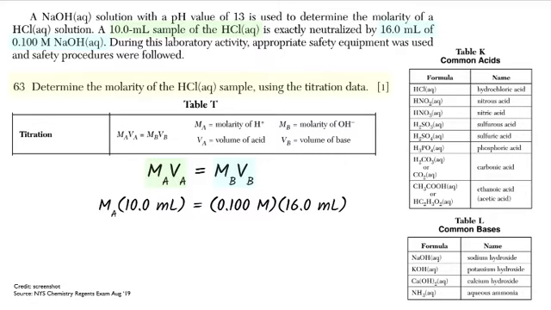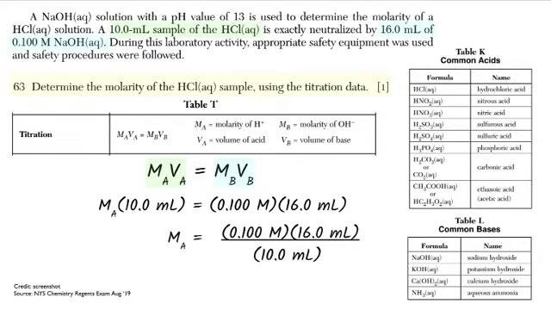I don't know the molarity of my acid, so Ma is my unknown variable. 10.0 milliliters would be the volume of acid that was used to neutralize 16.0 milliliters of 0.100 molar sodium hydroxide. So I would set up the equation like this. Rearranging to solve, I would divide out the 10.0 milliliters from the left-hand side of the equation. So I would get molarity of the acid equals 0.100 molar times 16.0 milliliters divided by 10 milliliters. Plugging this into my calculator, I should end up with the molarity of the acid equal to 0.160 molar.